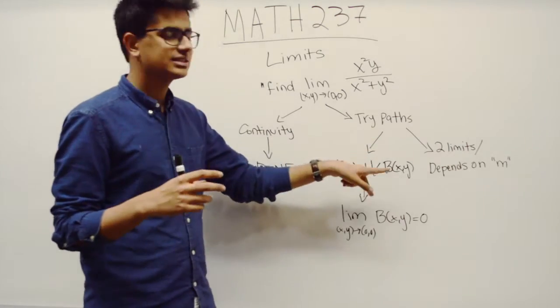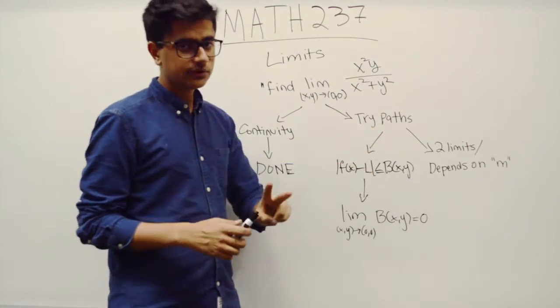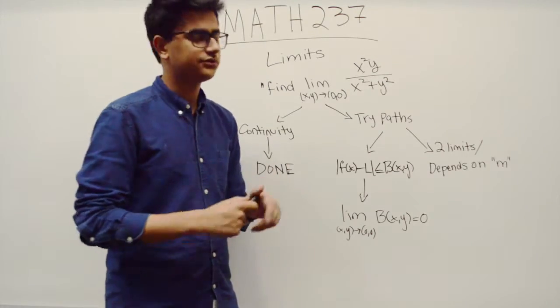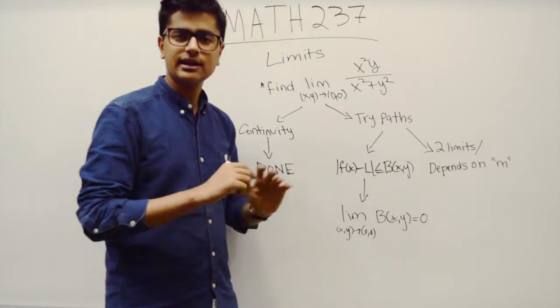Now, one of two things can happen here, as you can see in this tree diagram I've drawn. You try two different paths, and let's say you get two different limits. That immediately means the limit does not exist, state that you're done.